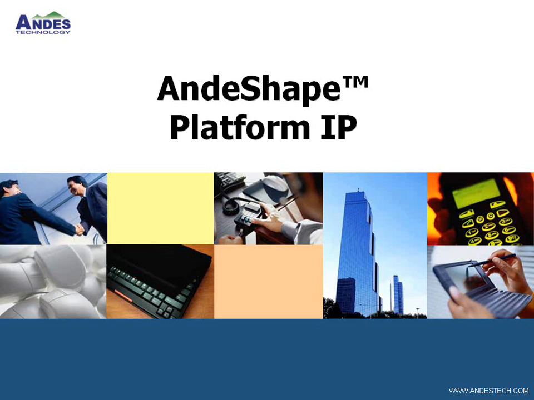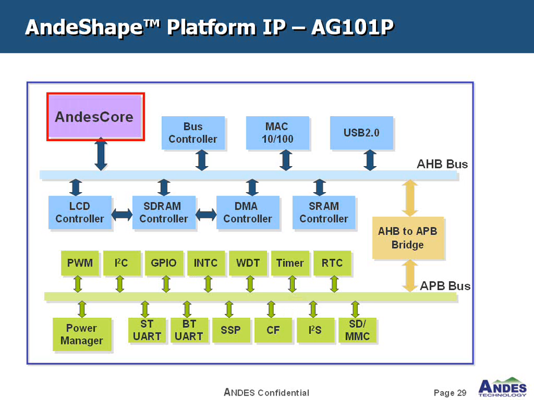Next, I will talk about ND-Shape platform IP. Except ND's core, ND also has a platform IP named AG101P. Users can also license this platform to use. AG101P has MAC, USB, DMA controller, LCD controller, and so on. For low-speed peripheral IP, we have PWM, I2C, I2S, GPIO, timer, power manager, UART, and so on.